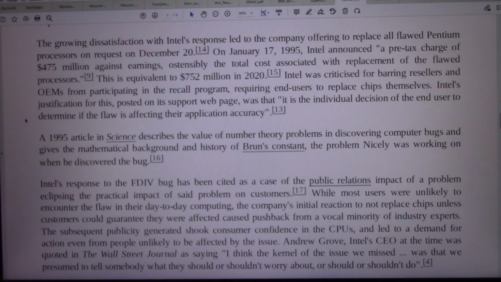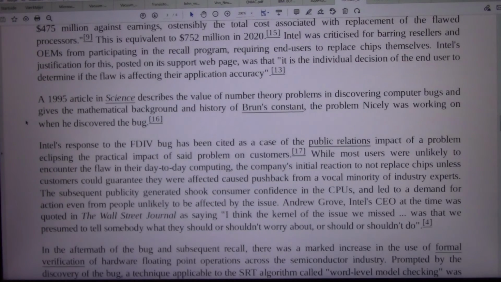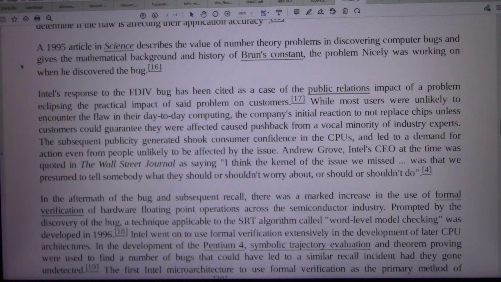A 1995 article in Science describes the value of number theory problems in discovering computer bugs and gives the mathematical background and history of Brun's constant, the problem Nicely was working on when he discovered the bug.